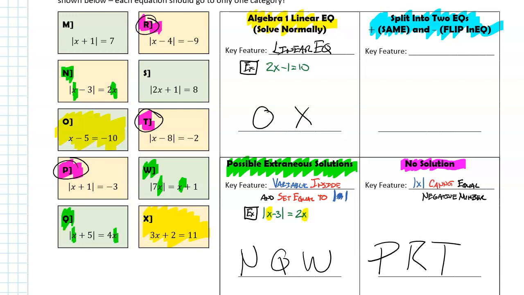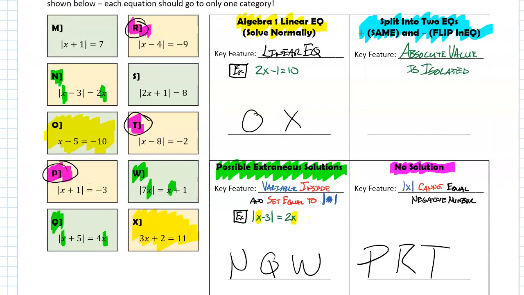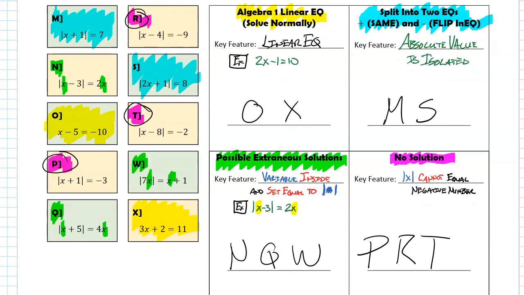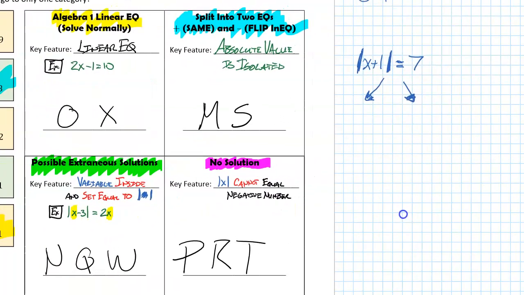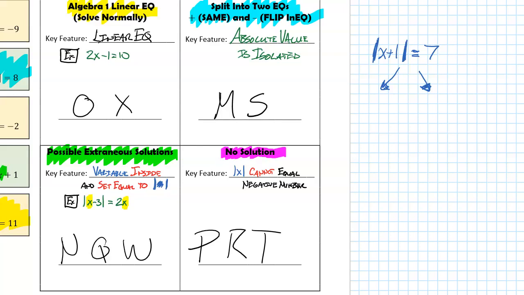So that means the remaining equations are ready to be split into 2, one positive and one negative. Our absolute values are isolated. Option M here and option S are both ready to be split into our 2 equations. If we take a look at M, absolute value of x plus 1 is equal to 7.